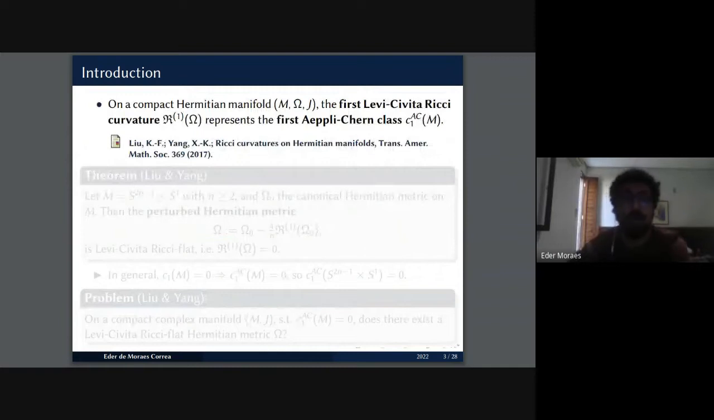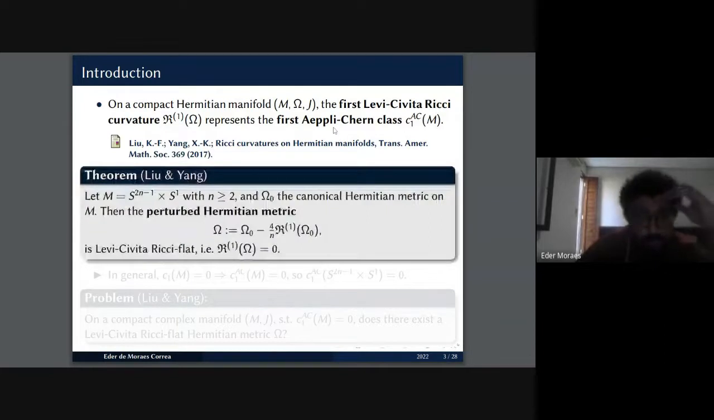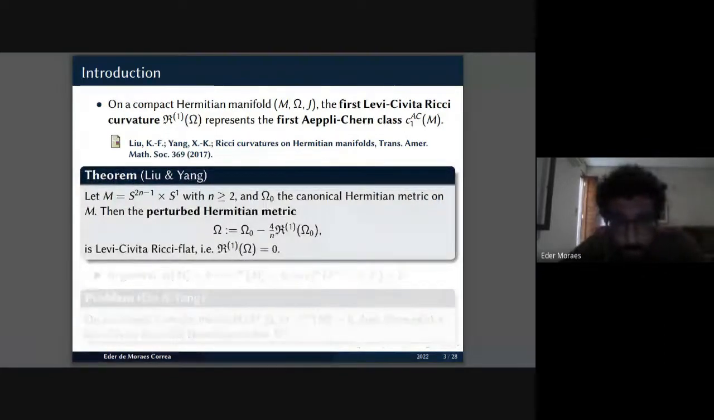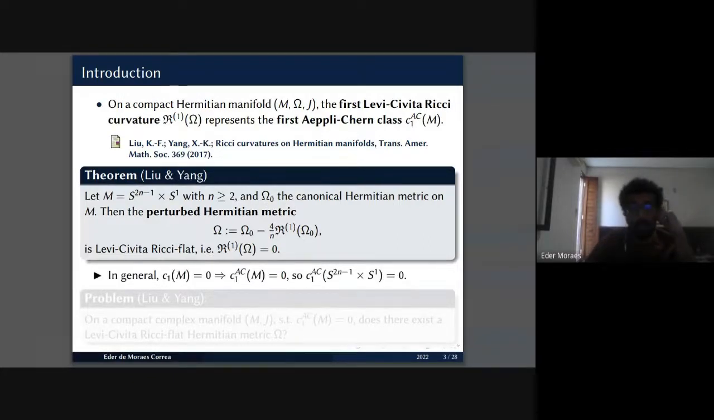Now let me introduce the main problem. In 2017, Liu and Yang showed that the first Levi-Civita Ricci curvature of a compact Hermitian manifold represents the first Aeppli-Chern class of the Hermitian manifold. They also proved a result which gives a construction of Levi-Civita Ricci-flat metrics on the Hopf manifold. The construction is done by a perturbation of the canonical Hermitian metric which we have on the Hopf manifold. In general, we have this implication: if the first Chern class of the manifold vanishes, then the first Aeppli-Chern class also vanishes. So in this particular case, we have the vanishing of the first Aeppli-Chern class.